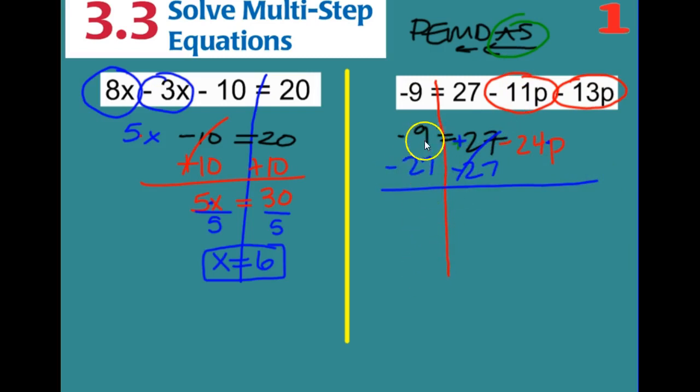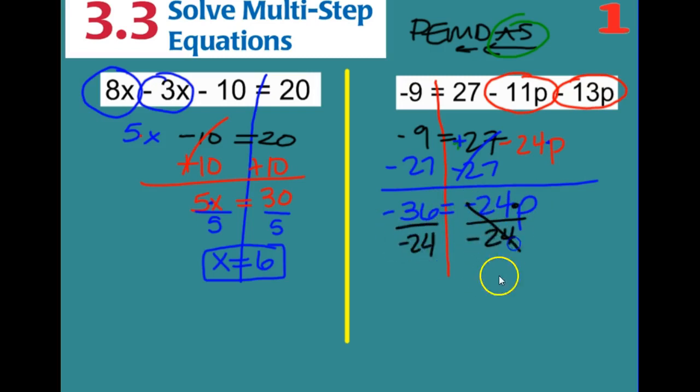And then negative 27 and a negative 9, they're all negative, so that'll give us a negative 36. Equal to a negative 24p. And now finally the opposite of multiply is divide. So we're going to divide by negative 24. And two negatives we know make a positive. We can simplify 36 divided by 24, or you could just plug it in your calculator. If you simplified, you would simplify all the way down to 3 over 2, but in my calculator that's the same as 1.5.